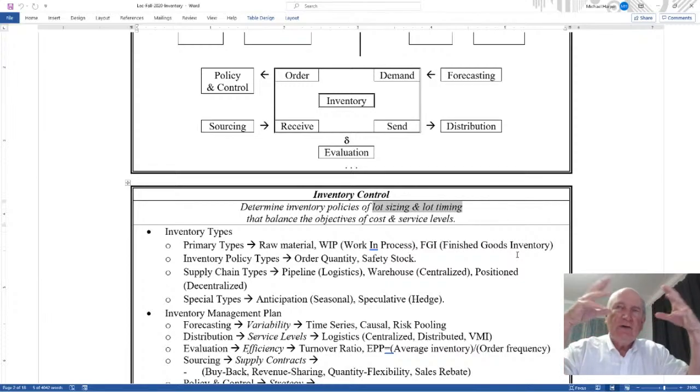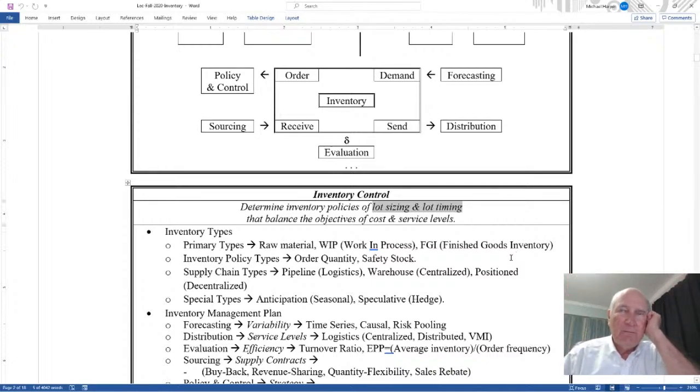So if I order 100 items every week, the lot size is 100. The lot timing is 1 week. But you do that to balance cost and service levels.